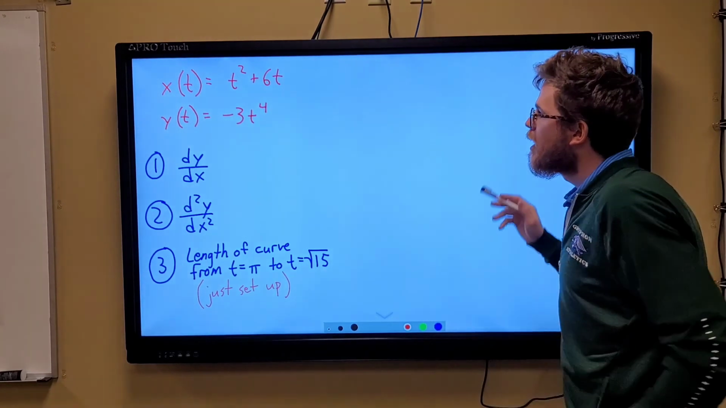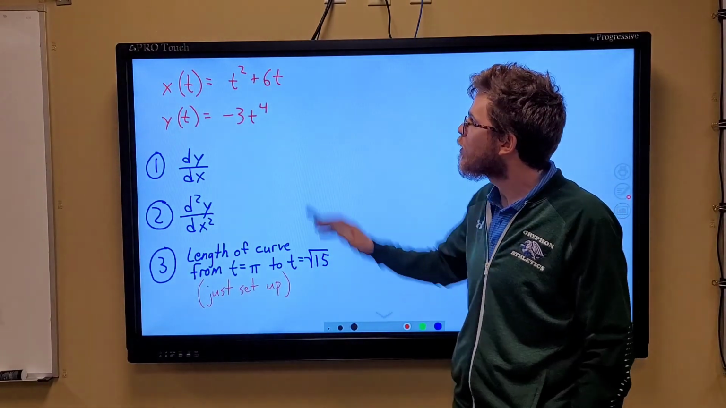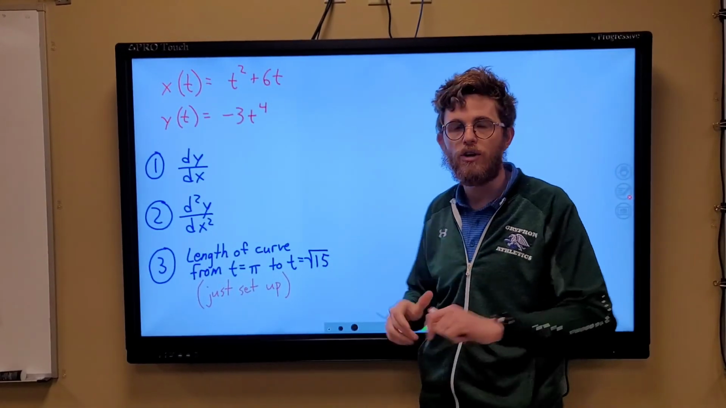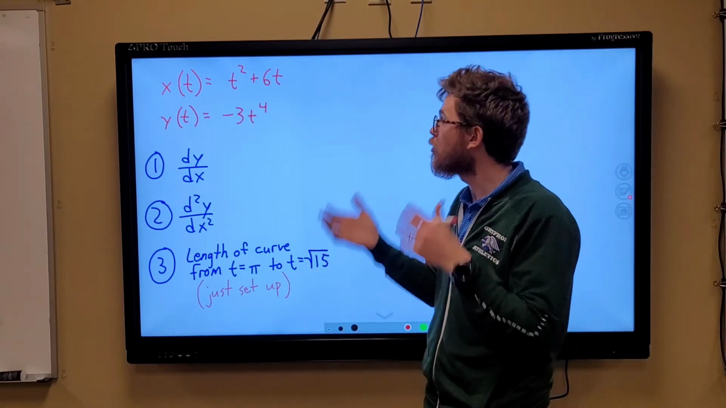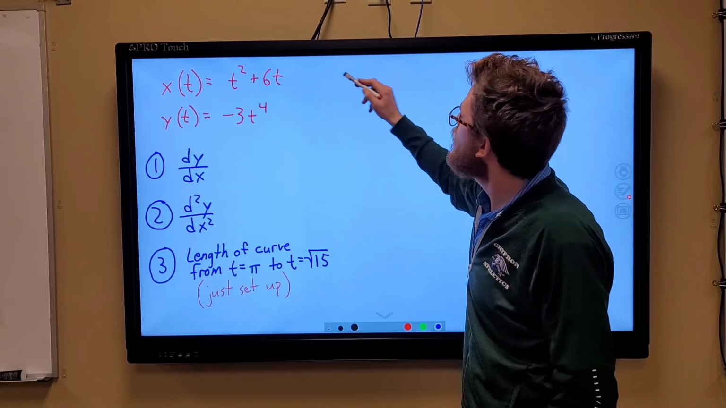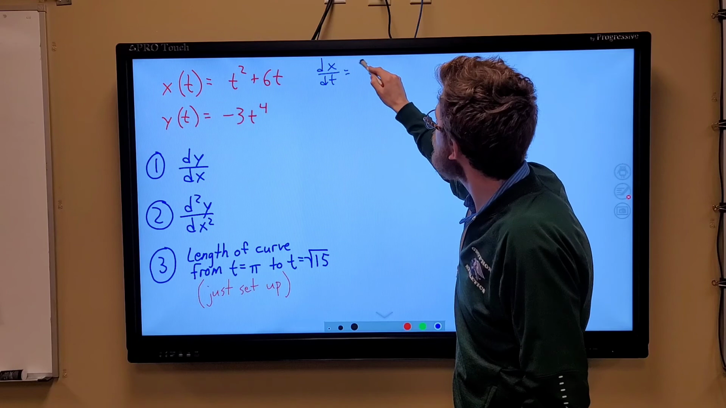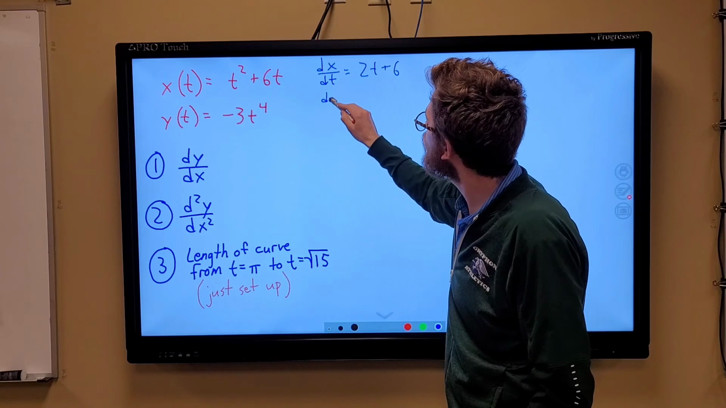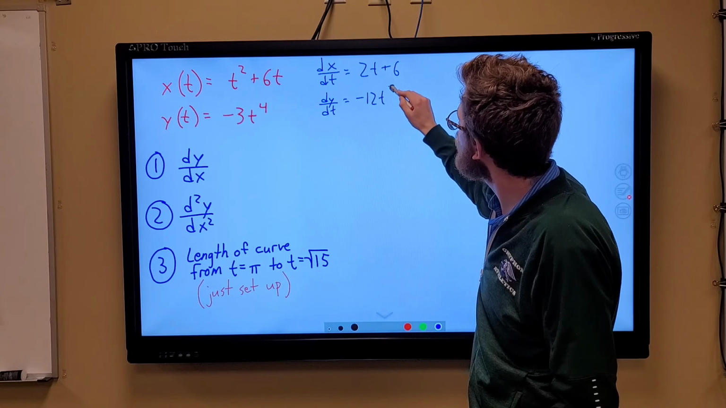Okay, so if we want to find the derivative of y with respect to x, we're going to take a look at our x component and our y component, because remember, parametric equations are controlled separately. Our x's and our y's of our ordered pairs are controlled by the value of t. And so if we take the derivative of x with respect to t, that's nice, it's going to be 2t plus 6. And we take the derivative of y with respect to t. That's going to be pretty simple. It's going to be negative 12t cubed.